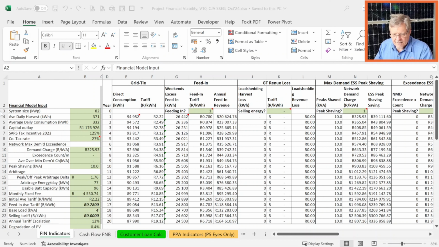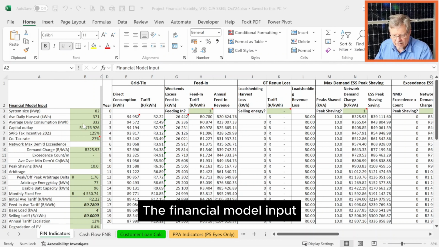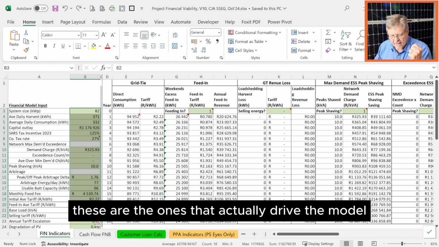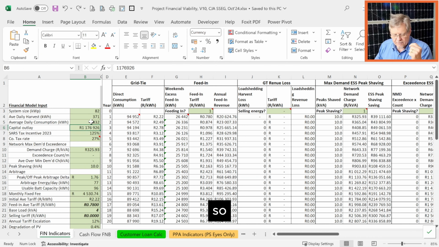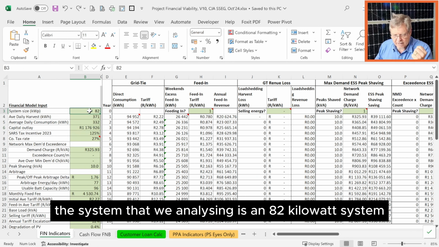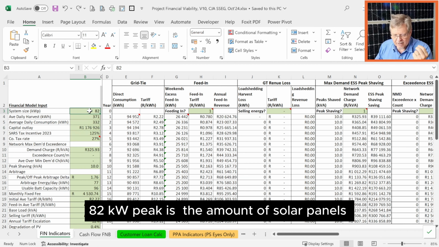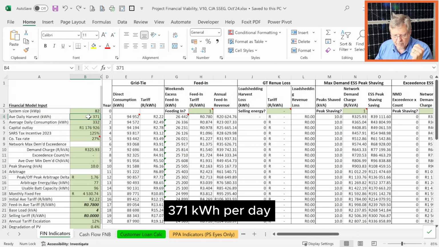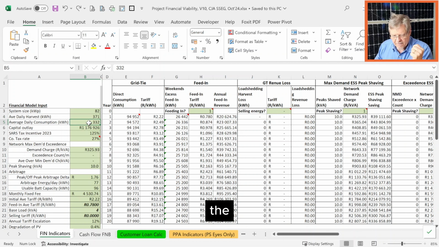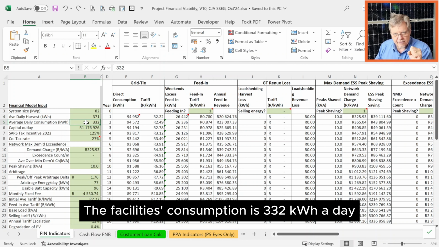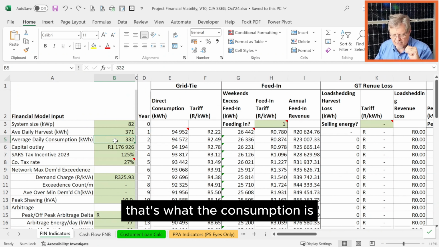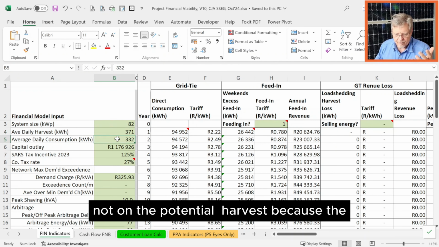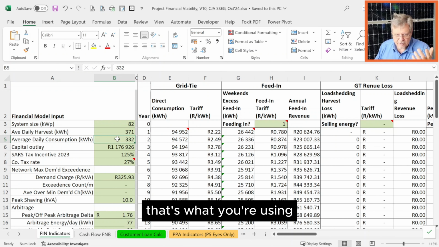All right. The financial model input, the parameters that drive the model. All these numbers marked in yellow are the ones that actually drive the model. The system that we're analyzing is an 82 kilowatt peak system, that's the amount of solar panels. That will harvest at this particular location 371 kilowatt hours per day. The facility's consumption is 332 kilowatt hours a day. We built the model on the consumption, not on the potential harvest, because the consumption is what you're using and that's what you'll be saving.